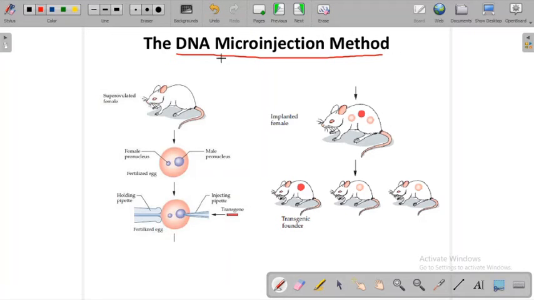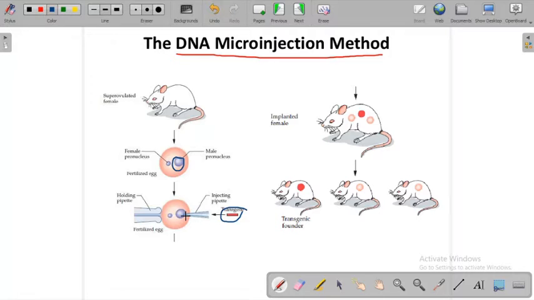It is a very beautiful technique where we select not the embryo but the gamete itself. When fertilization takes place, we immediately take the embryo. In the embryo, the male pronucleus is big in comparison with the female pronucleus, so it is very easy to locate the male pronucleus, and we can inject with the help of an injecting pipette, the microinjection.